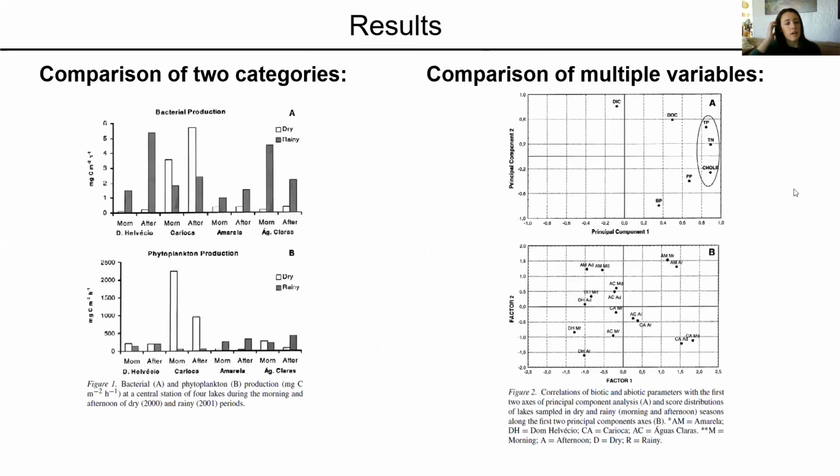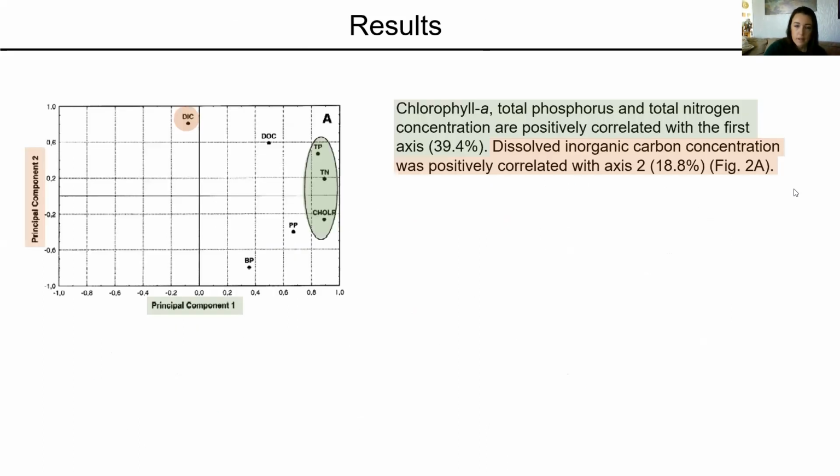Looking at the results, there are 2 versions of results. One is a comparison using 2 categories. This isn't the PCA part, that's just looking at bacterial versus phytoplankton production during the 2 seasons, morning and afternoon at different locations, using a bar chart format. And then the comparison of multiple variables is where they use the PCA.